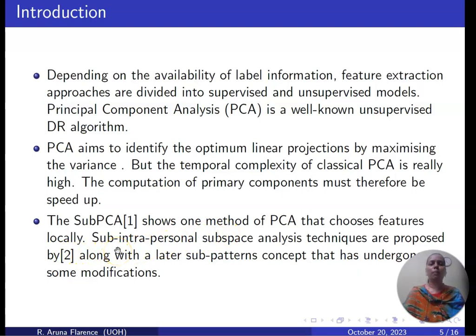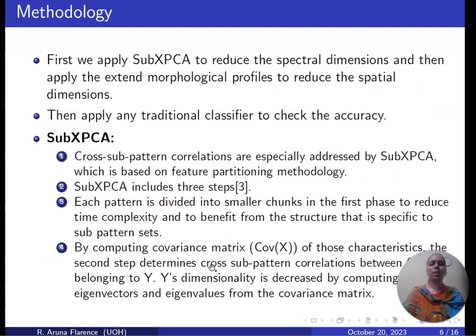And there is one more paper which uses intrapersonal subspace analysis, where subpatterns are chosen. But SubXPCA uses the cross subpattern correlations. It has three steps. In the first step, each pattern is divided into smaller chunks. In the second step, we find the cross subpattern correlations. In the third step, we apply classical PCA.